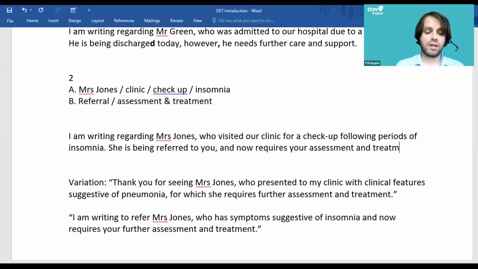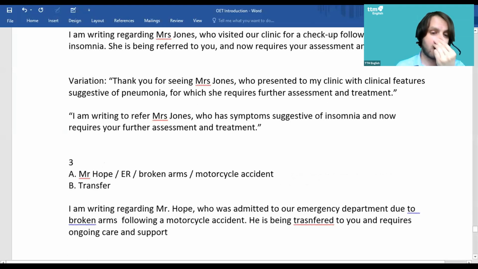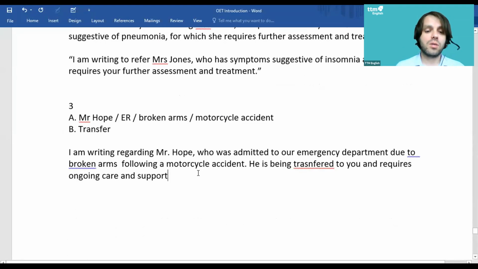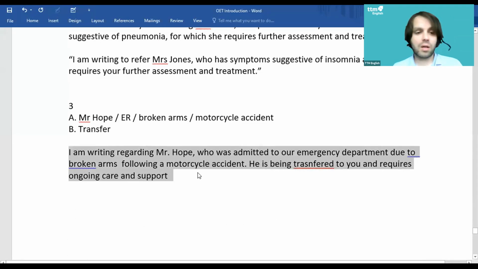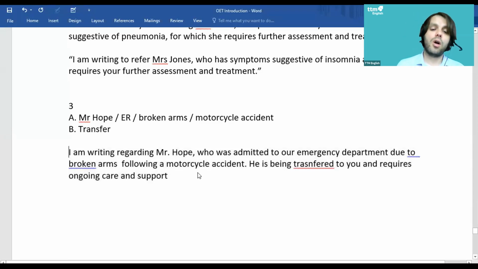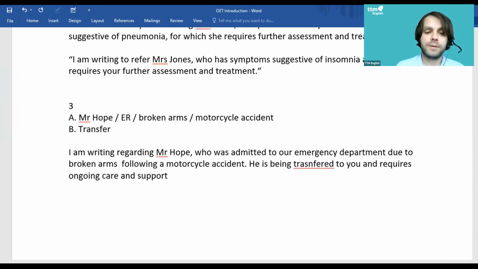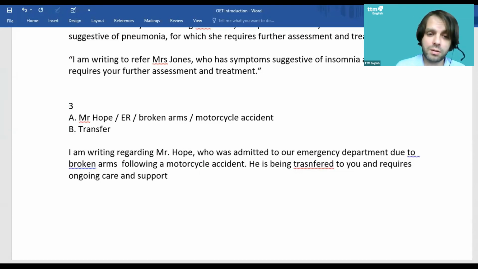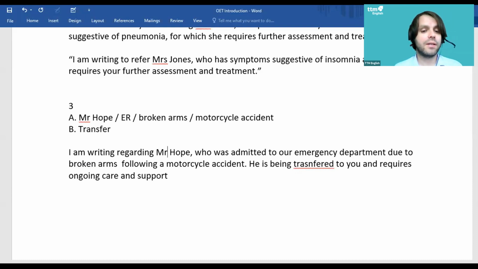How are we doing for time? I really am running over here. Do one last one and I'll quickly give you the homework. So this is something that someone wrote. I'll read it to you. I'm writing regarding Mr. Hope. Little tip, guys. This dot is not necessary anymore. You can put it if you want, but in modern letters we don't bother. We're too busy. So I'm writing regarding Mr. Hope, who was admitted to our emergency department.